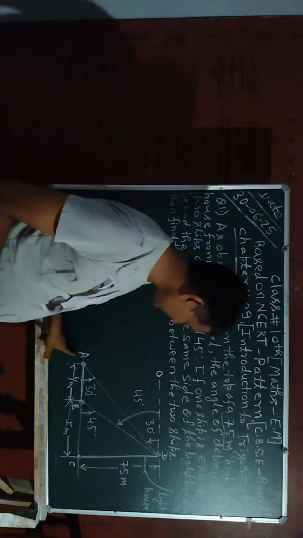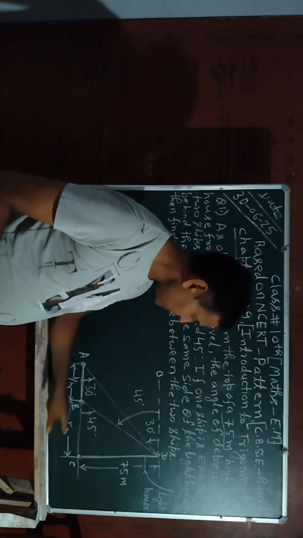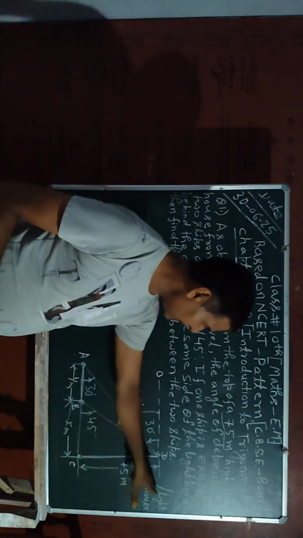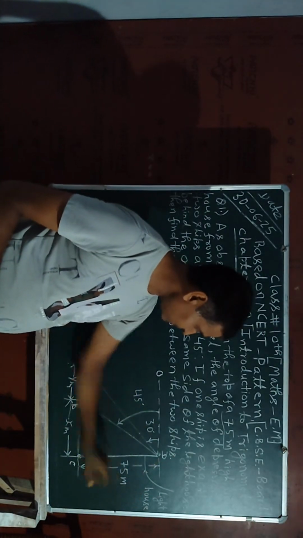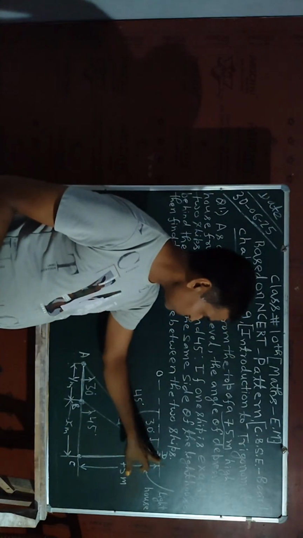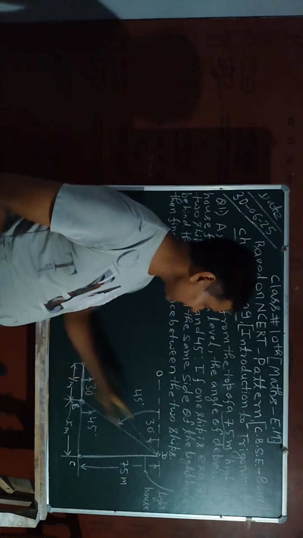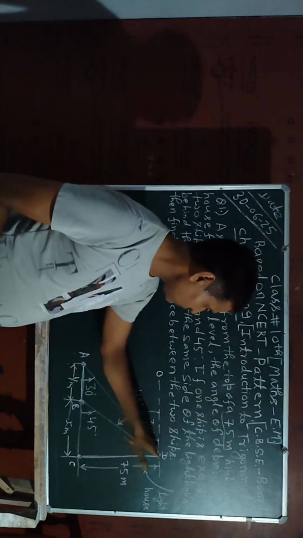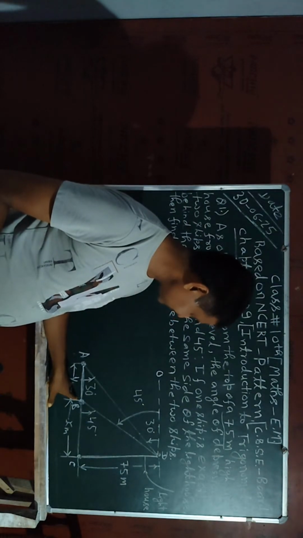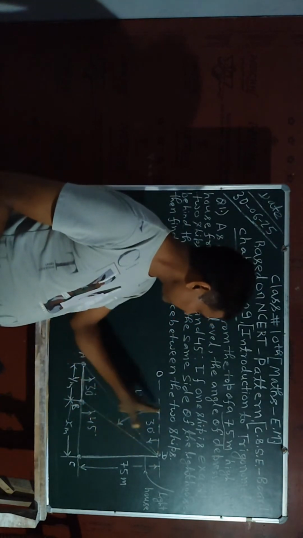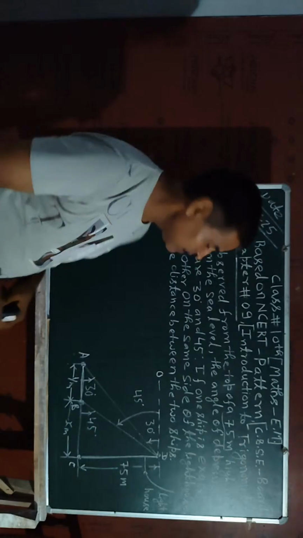Now this is point A, where one ship is, and another ship is at point B. CD is the lighthouse, and its length is given as 75 meters. One observer sitting at point D looks at the first ship, making an angle of depression of 30 degrees. He also looks at the second ship at point B, and its angle of depression is 45 degrees. Now I am going to explain these angles using the geometrical method.